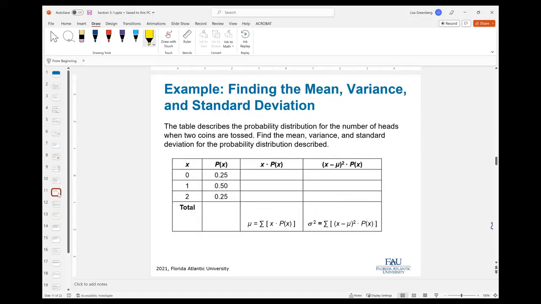Let's do an example. So here, this table is going to describe the probability distribution for the number of heads when two coins are tossed. So this is the mean.